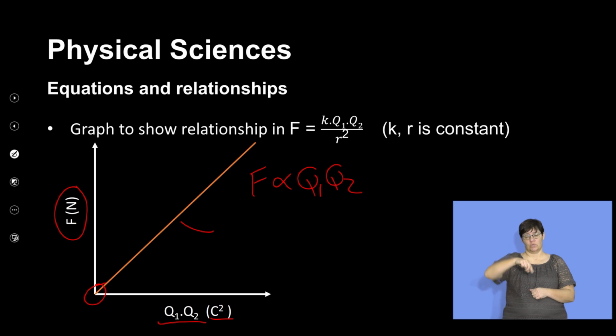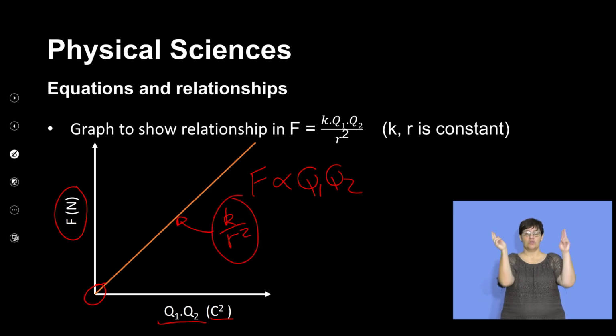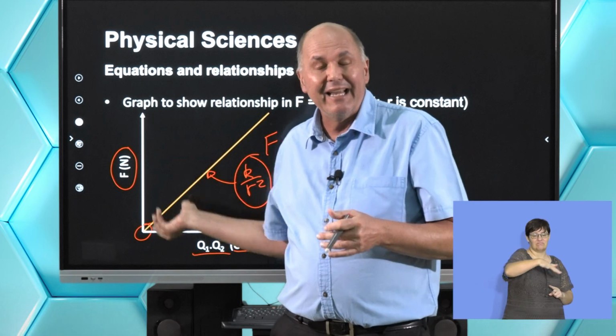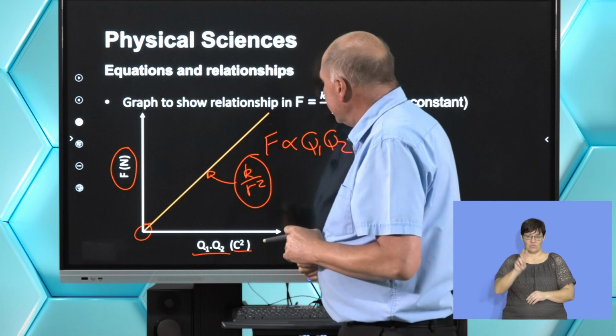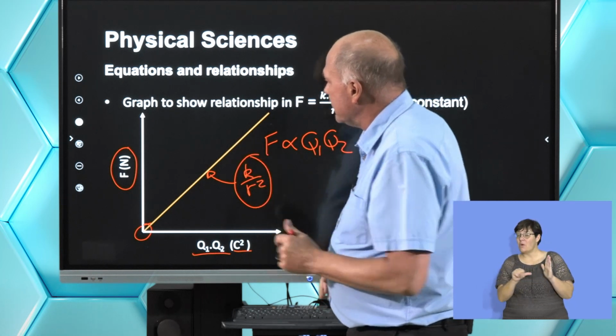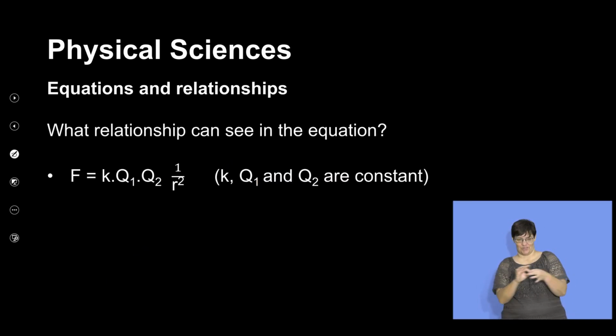And what does this gradient represent? Yes, it's the change in force divided by the change in the product of charge, but it's actually equal to k over r squared. So it's the universal field constant, or the electric field constant, divided by r squared. Okay, so it's very important for us to see that particular relationship there.